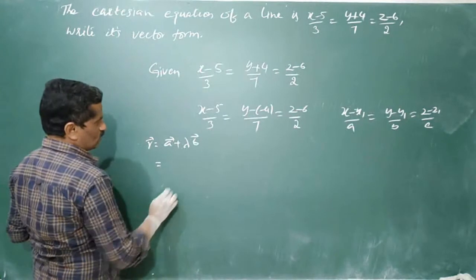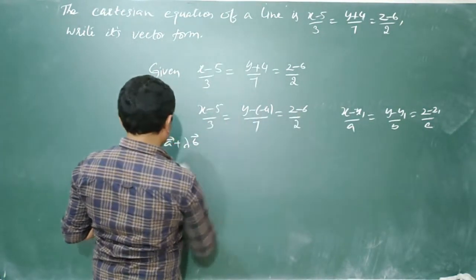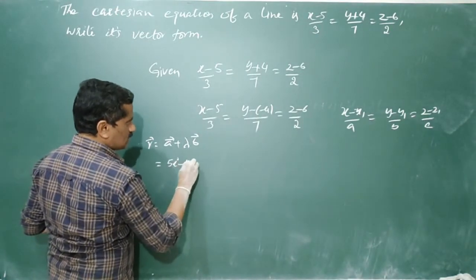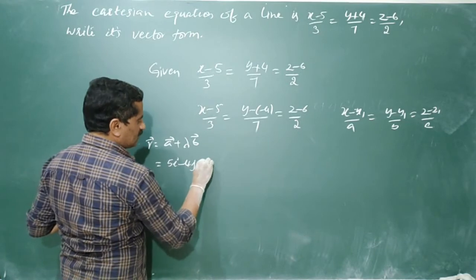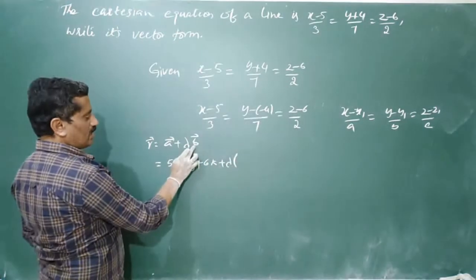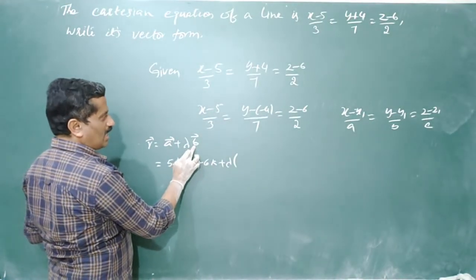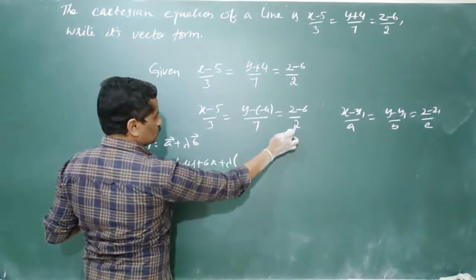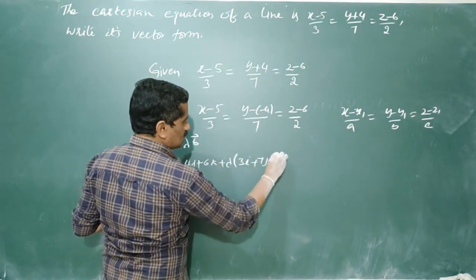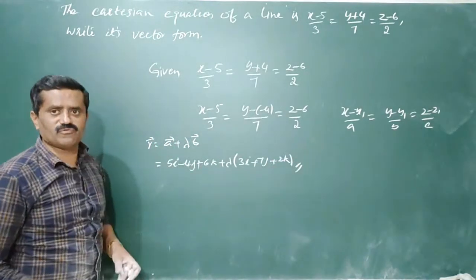Again that is equal to, we have x1, y1, z1. That is we have 5i minus 4j plus 6k plus lambda of b bar. So we know that b bar is a parallel vector whose direction ratios are 3, 7, 2. Therefore that is 3i plus 7j plus 2k, which is the vector form of the equation.